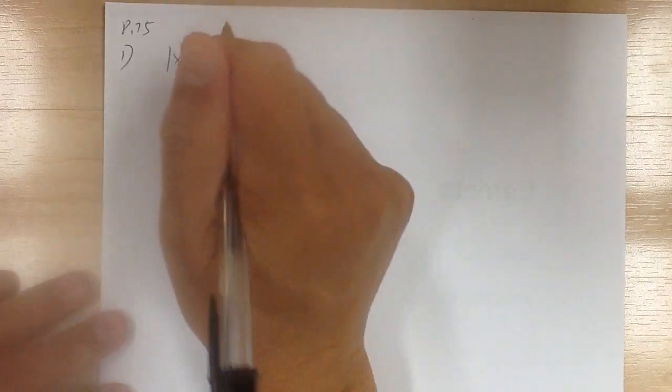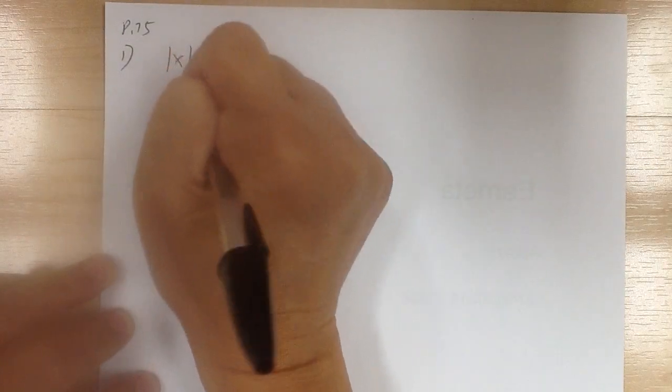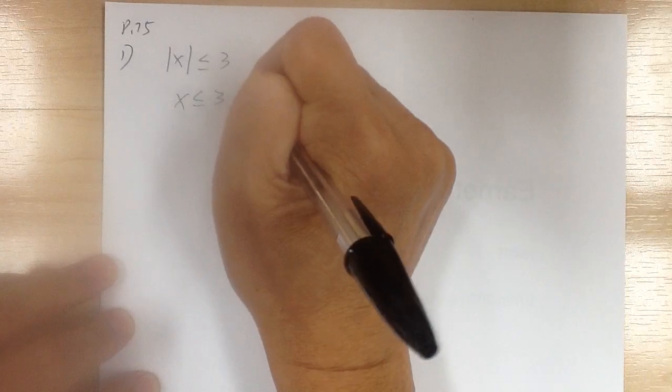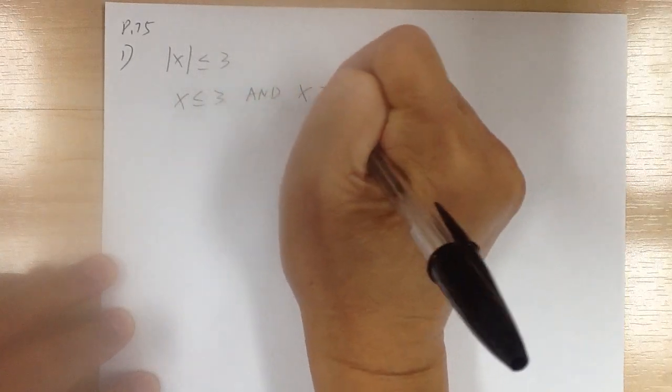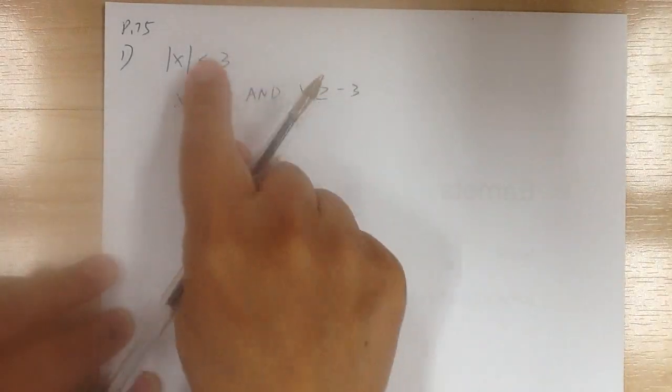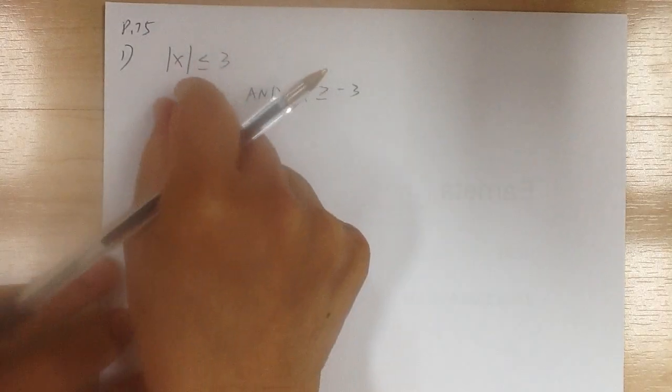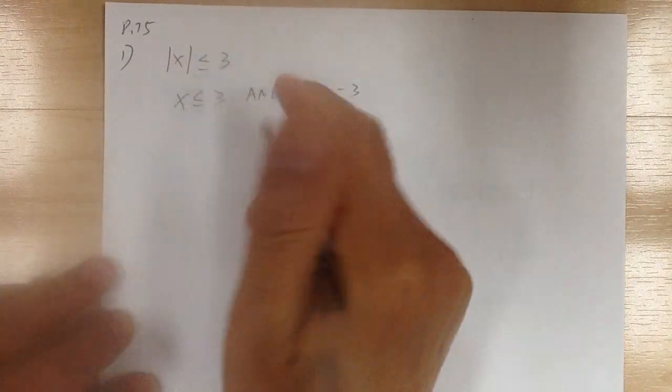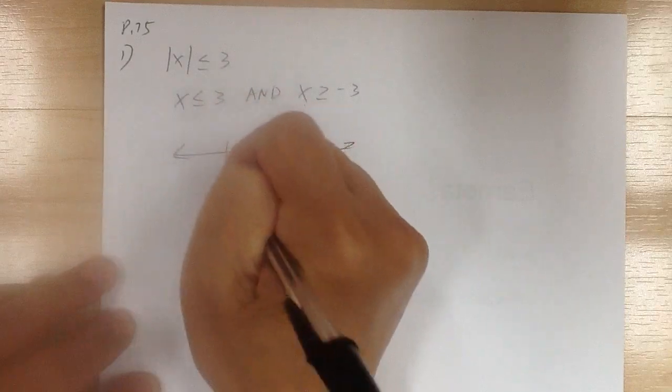Okay, so to graph this, first you go and solve. So you're going to get x is less than or equal to 3 and x is greater than or equal to negative 3. Right? So again, you need to have an absolute value by itself, and you separate the two equations, and then you graph.